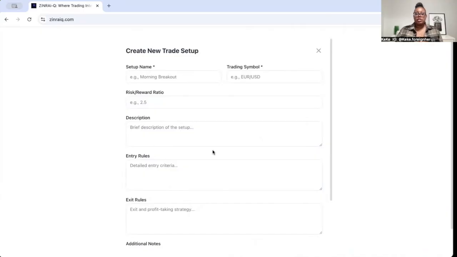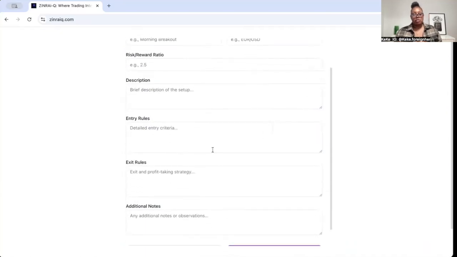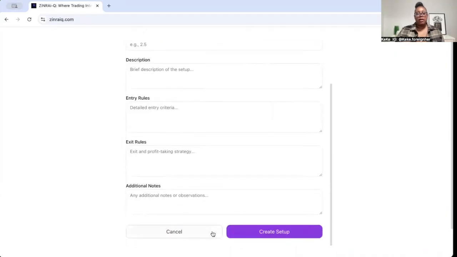Okay. A description of what you're actually doing with this strategy, your entry rules. What are the parameters for you to actually enter into this trade? What are your exit rules, like your stop loss, your take profits, how are you exiting out of these trades? And then any additional notes that'll help add details to your setup, right?